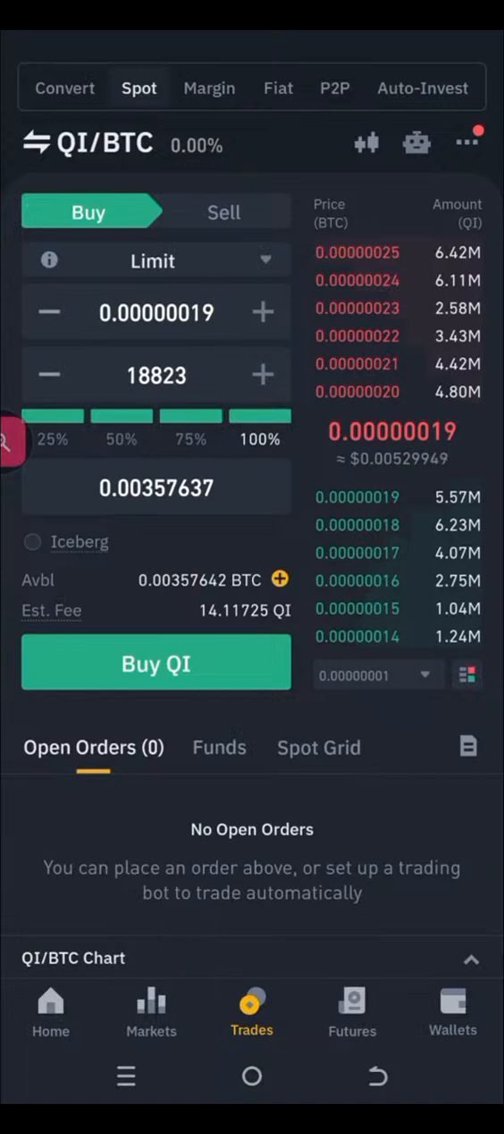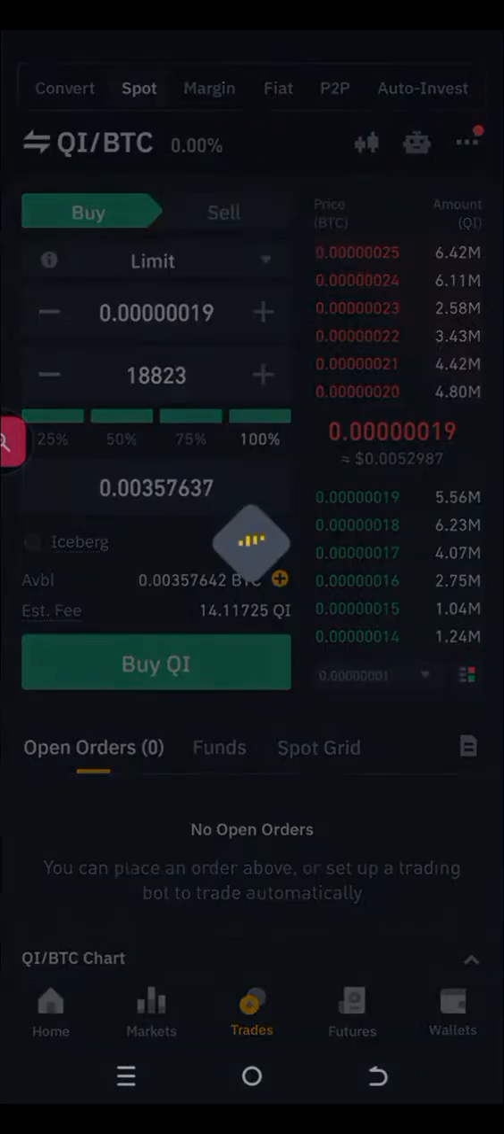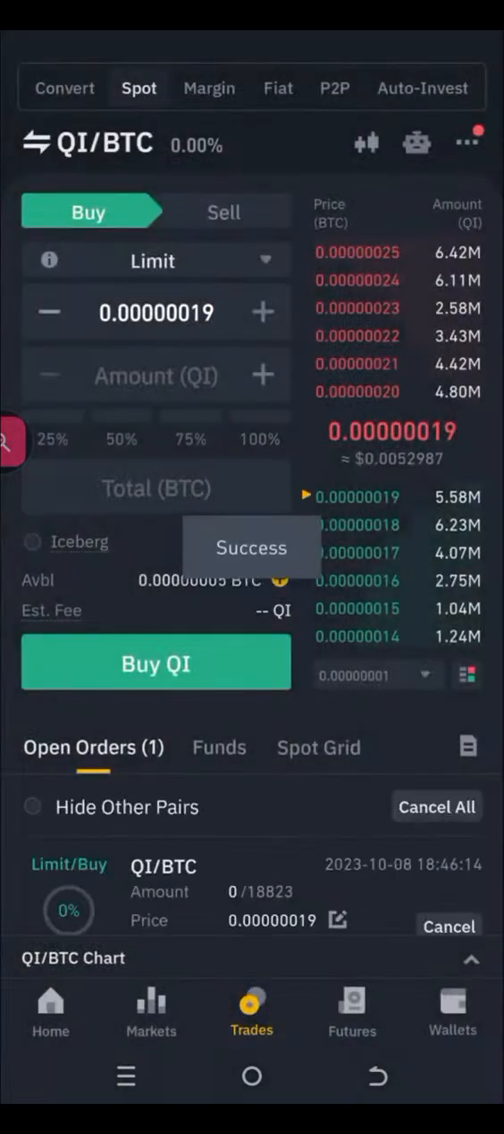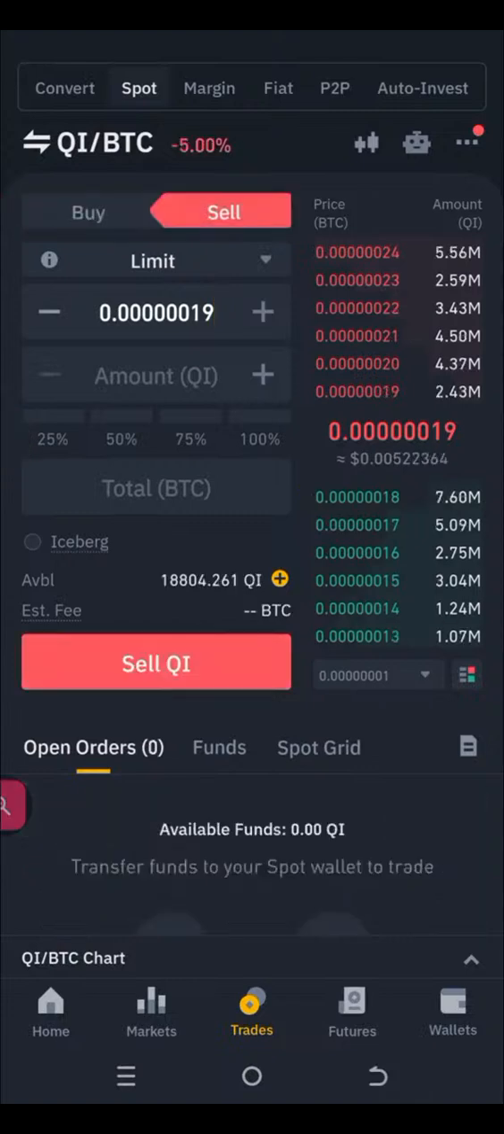Don't forget, this is triangular arbitrage, right? So we buy and then we sell for profit on the other. So let's just go ahead and see how we can do this. Let's buy. Okay, so we're currently in the queue. Let's see how this goes. I'll be back to share with you the results. See you shortly. All right, I'm back, and we've already bought the QI.